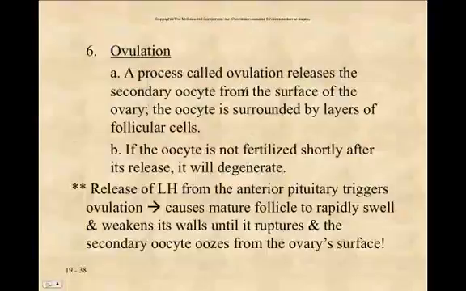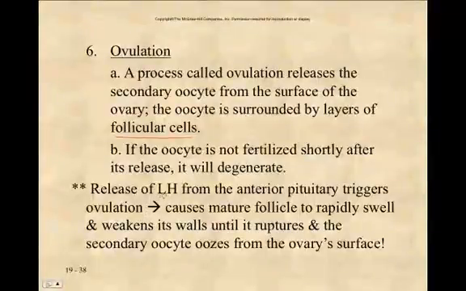So ovulation. Ovulation is the name we give to the process where we're releasing that secondary oocyte. It sounds kind of brutal, but literally that follicle is going to burst and release that secondary oocyte. The oocyte is surrounded by layers of follicular cells, mainly the zona pellucida and the corona radiata. If the oocyte is not fertilized shortly after its release, it will degenerate. That's important because it leads into the cycle for menstruation.